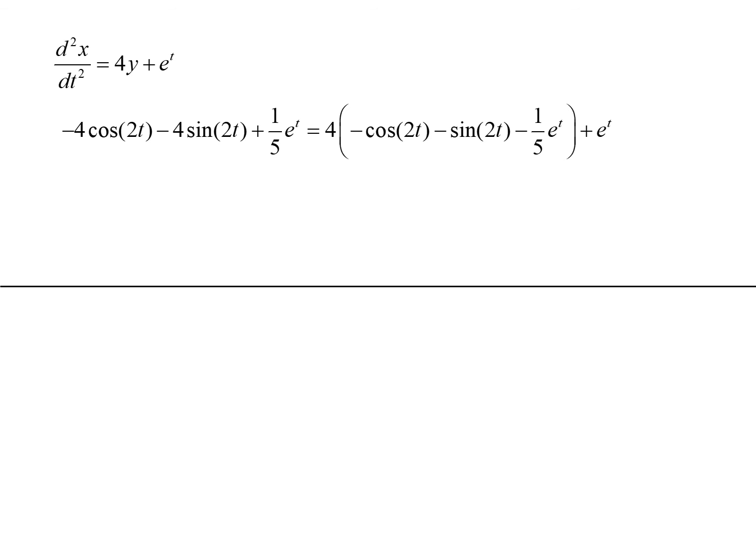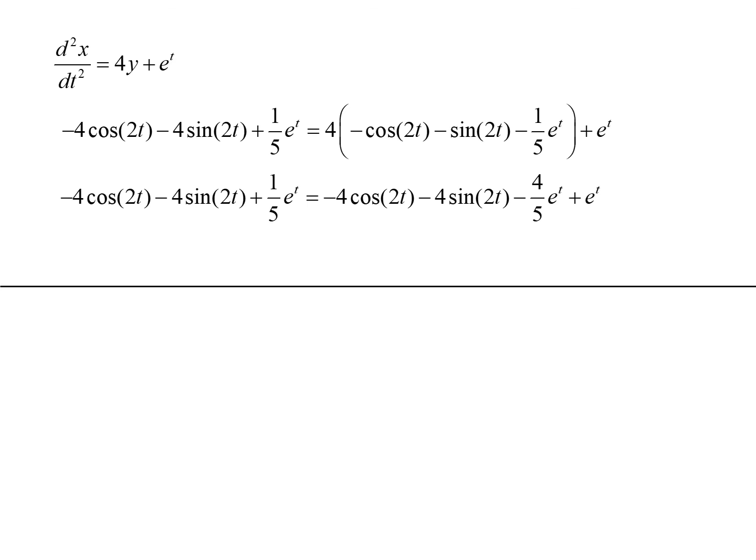If we distribute the 4 on the right hand side, it becomes negative 4 cosine 2t minus 4 sine of 2t minus 4/5 e to the t plus e to the t. And then if we combine those like terms, negative 4/5 e to the t plus e to the t, that'll become a 1/5 e to the t. And so we can see that both sides of the equation are the same. So this verifies that that's the solution. This shows that things are true.